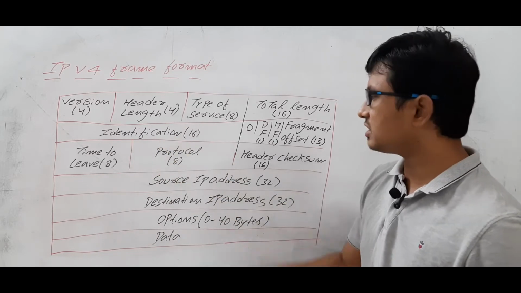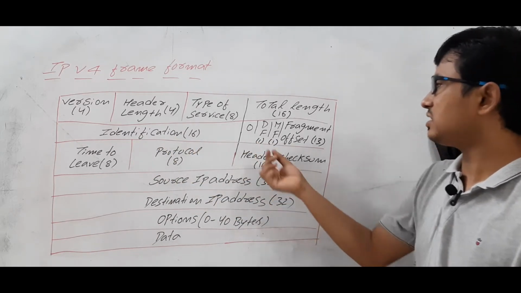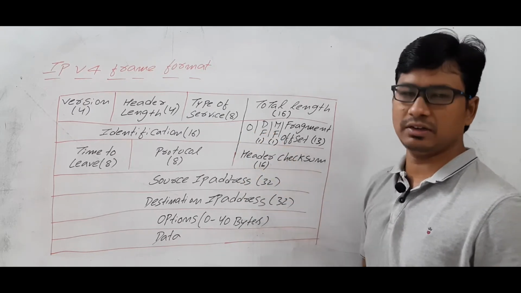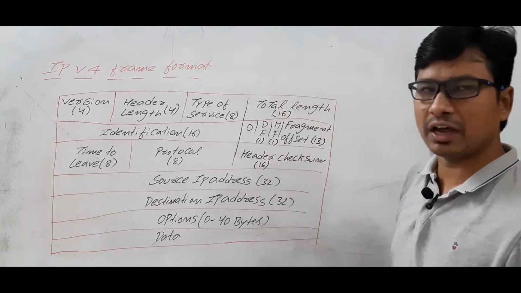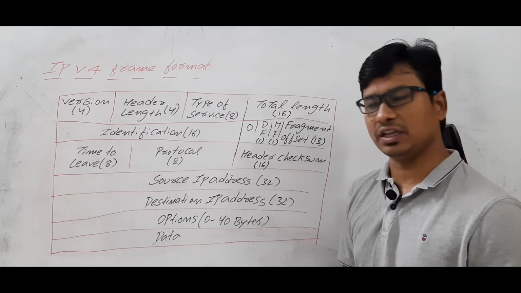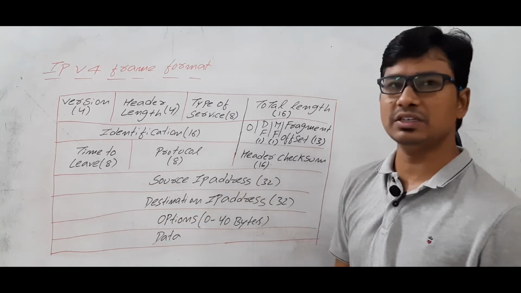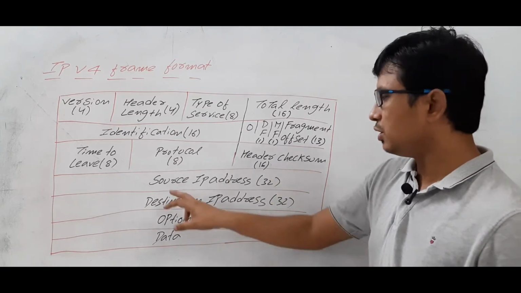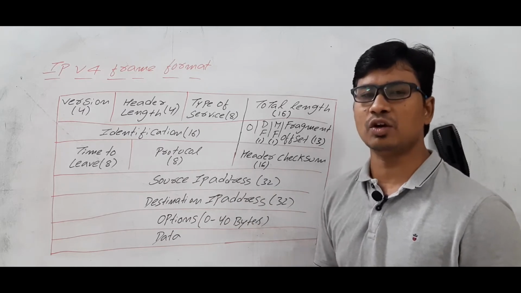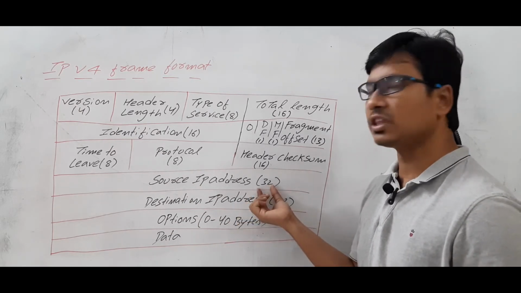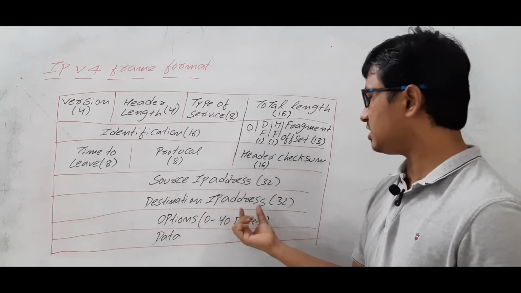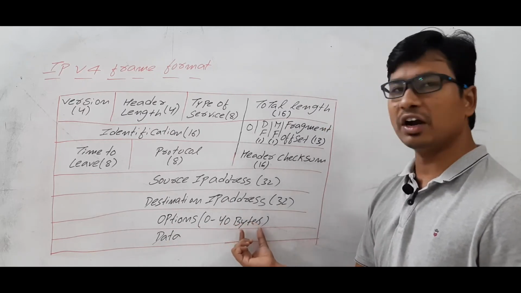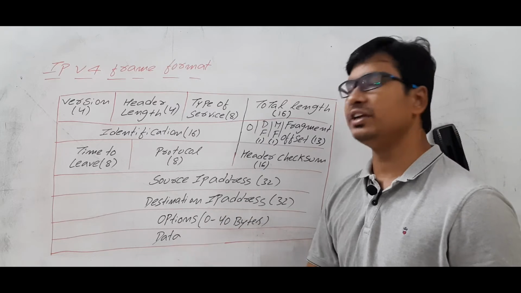Then we have identification of 16 bits. We have 3 flags. The first flag is always kept as 0, then you have a don't fragment field, and a more fragment field, and you have a fragment offset which is 13 bits. We have time to live which is 8 bits, protocol field is 8 bits, header checksum is 16 bits. You have a source IP address, also called the logical address of IPv4, which is a 32-bit address. Similarly, you have a destination IP address which is 32 bits. You have options from 0 to 40 bytes. Here only it is bytes, and finally you have the data.